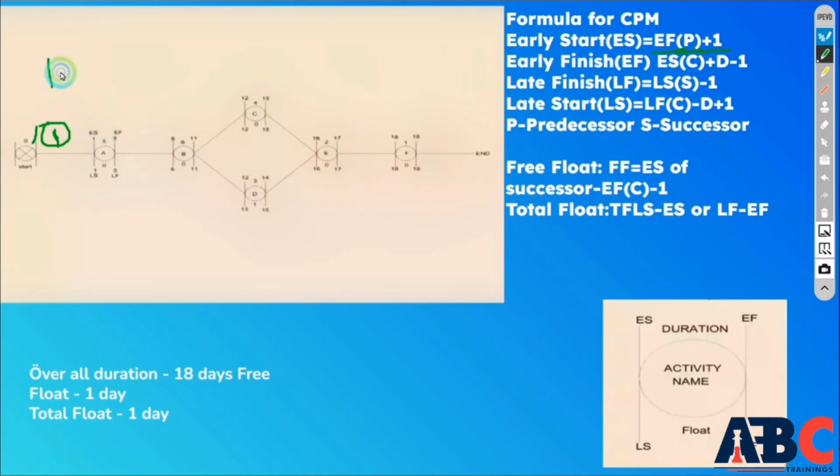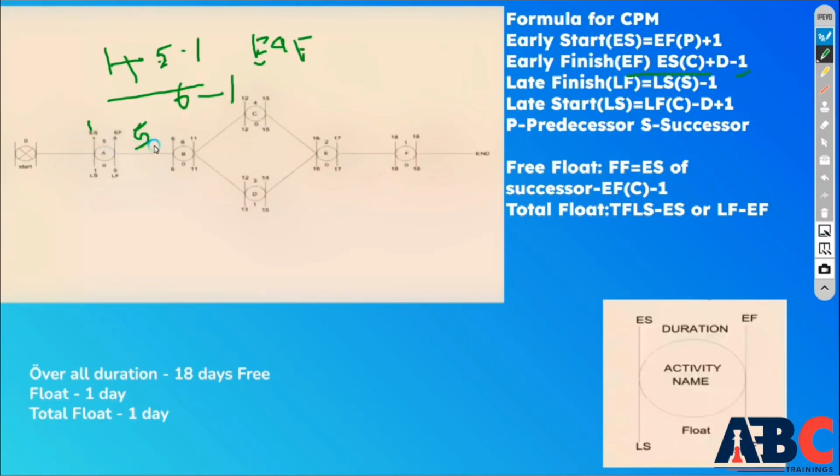It will be 1. After that, if we want to calculate its early finish, then what is the formula for early finish calculation? Early start of the current activity plus D, which means duration, which is available here, minus 1. So, what is its early start date? 1 plus D. How much is the duration? 5 minus 1. So, this will be your early finish. Early finish will be 1 plus 5 is equal to 6 and 6 minus 1 is equal to 5. So, early finish date is 5.